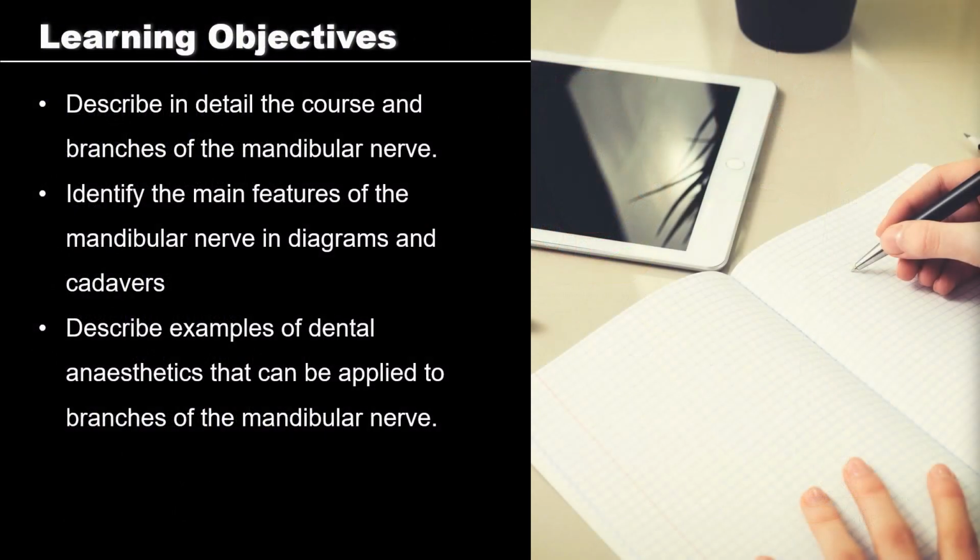And this brings us to the end of our trigeminal nerve. I hope you have enjoyed this journey as much as I have enjoyed teaching you. You should now be able to describe in detail the course and the branches of the mandibular nerve, identify the main features of the mandibular nerve in diagrams and in cadavers, and describe examples of dental anaesthetics that can be applied to branches of the mandibular nerve.